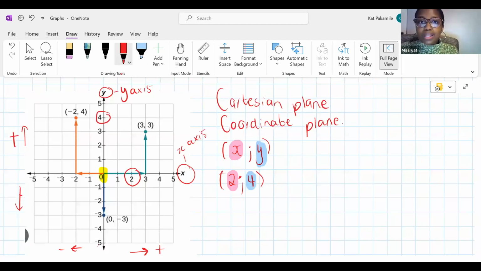Now, you're going to plot the point where these two meet.